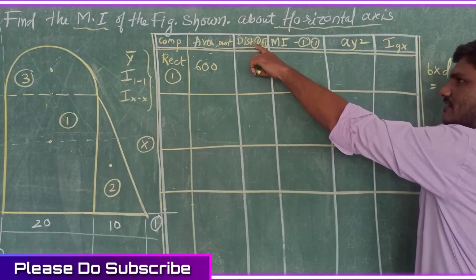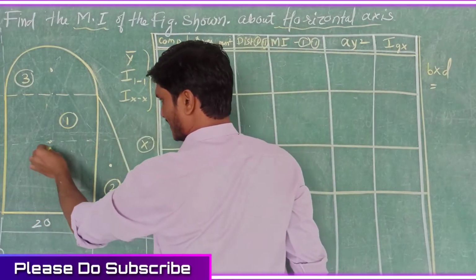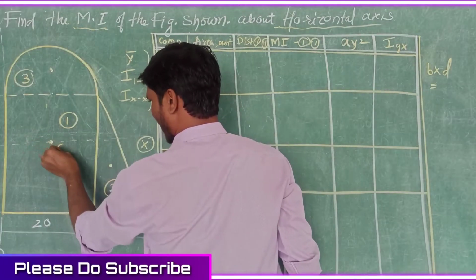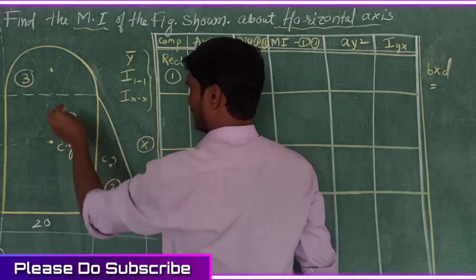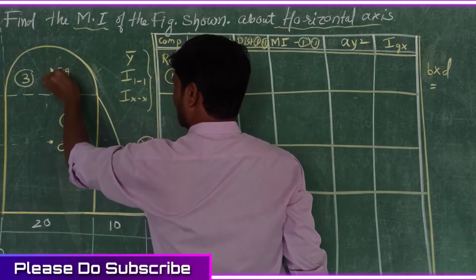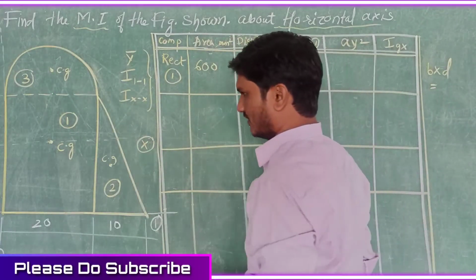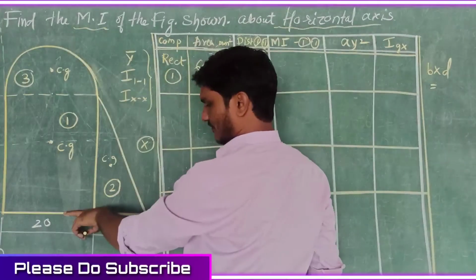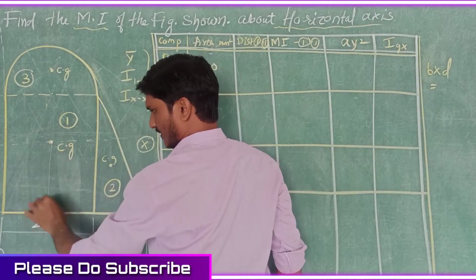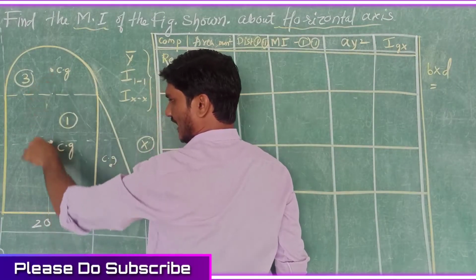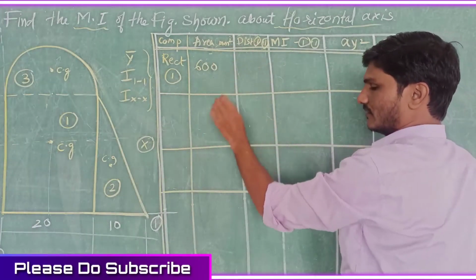Next is the distance from reference line 1. This is element 1, so let us assume the center of gravity is here, and for this one the center of gravity will be here, for the different elements. Now the distance from the reference line 1 to 1 for element 1 will be h by 2, total height divided by 2, that is 30 by 2.